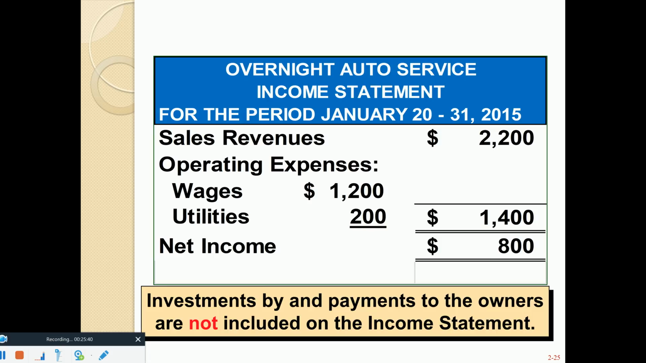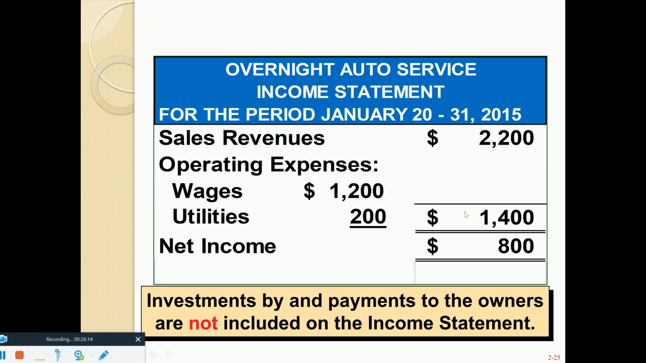All right, let me explain a couple of things here. Whenever you are preparing a financial statement, it starts with 3 rows. The first row is the name of the company, in this case, Overnight Auto Service. The second row is for the name of the financial statement, in this case, income statement. And the third row is for the time period. The income statement is for a period of time, so we're going to say for the period, the begin to the end, the 20th to the 31st.